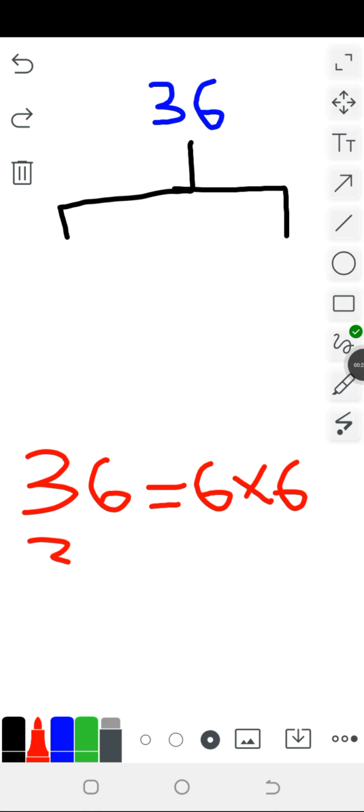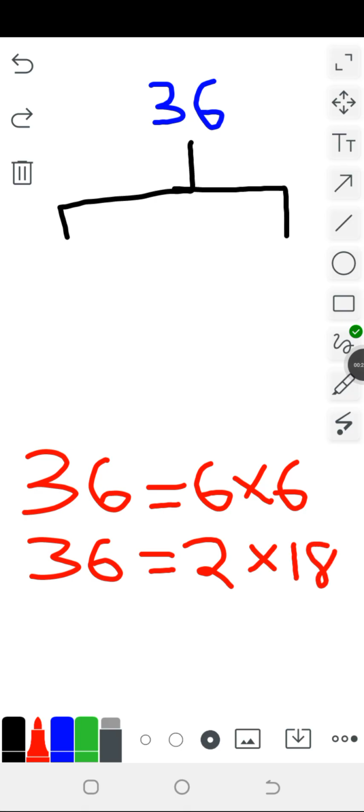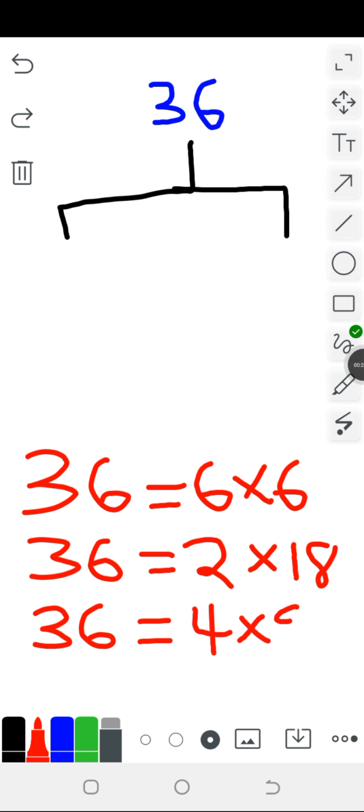Now 36. We have 2 times 18. 2 times 18 will give us 36. Now we have 36. Another, 4 times 9 will give us 36. And there are some other numbers too, such that when you multiply together, you can get 36. For instance, now 3 times 12 will give us 36.